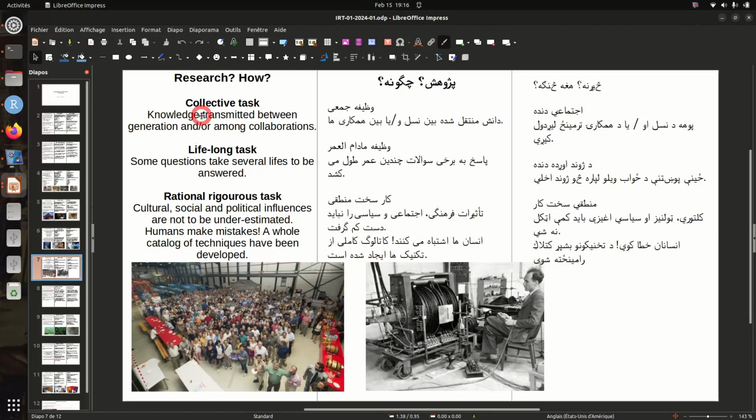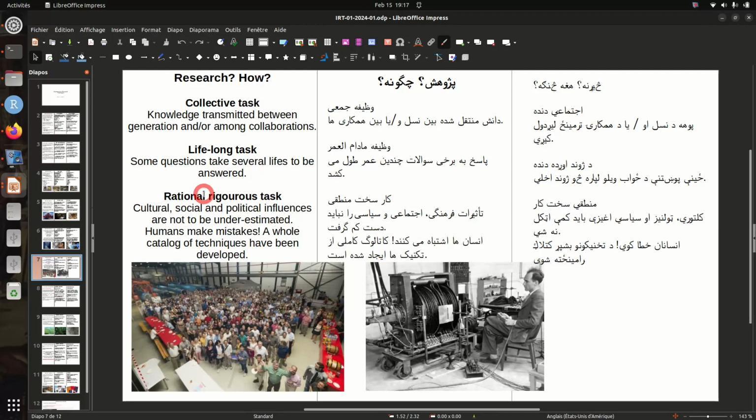And also collective regarding generation. You don't just do that for yourself, you also do that to transmit it to the next generation of researchers. And that's why it's also a long task. The questions that these people answer take a long time. You have to be really patient, and you also have to be really rigorous. It's a rational task. We are not talking about an artistic process. It's a really rational, rigorous task.